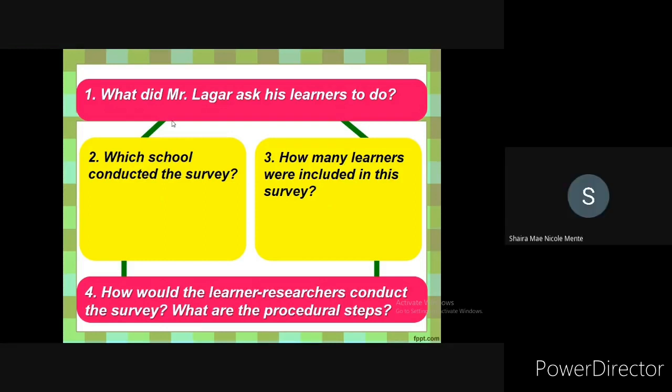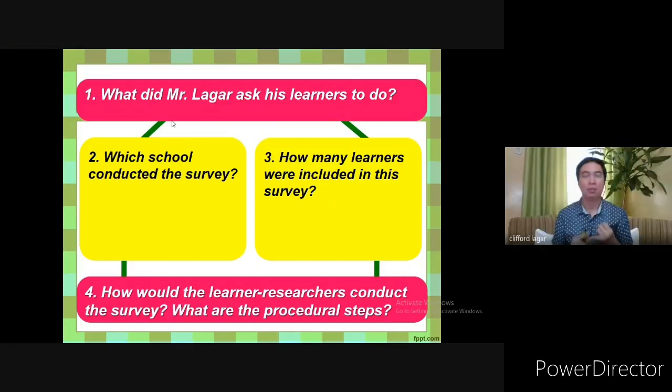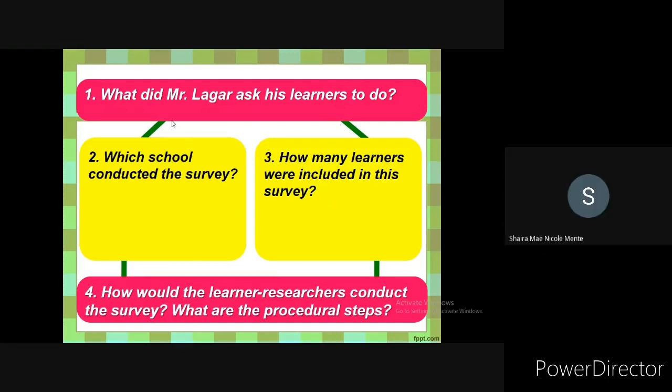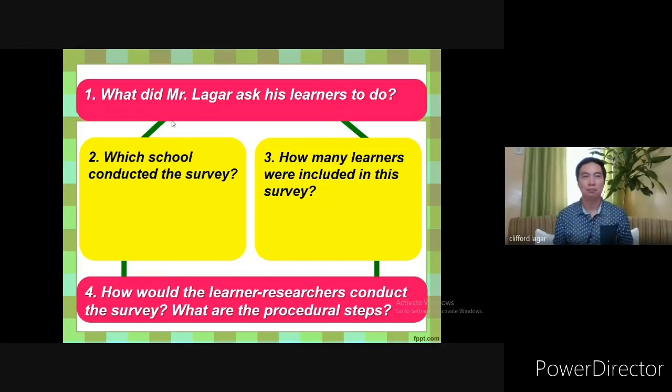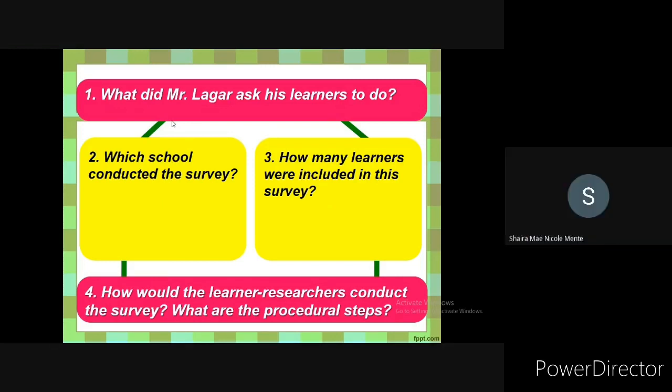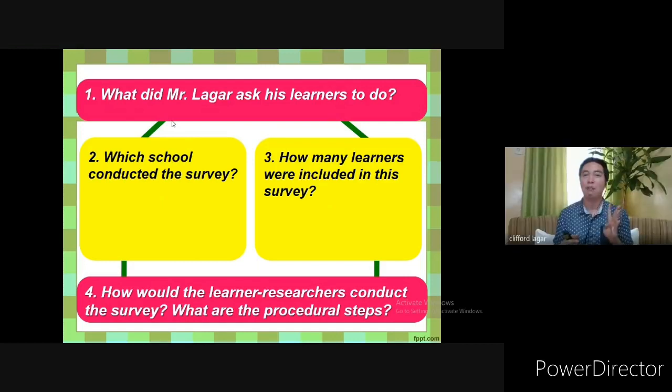First step, prepare the question. Second, schedule the interview during lunch break. Okay, number three. Interview the grade 4 and grade 6 learners about their choice of reading materials to read.